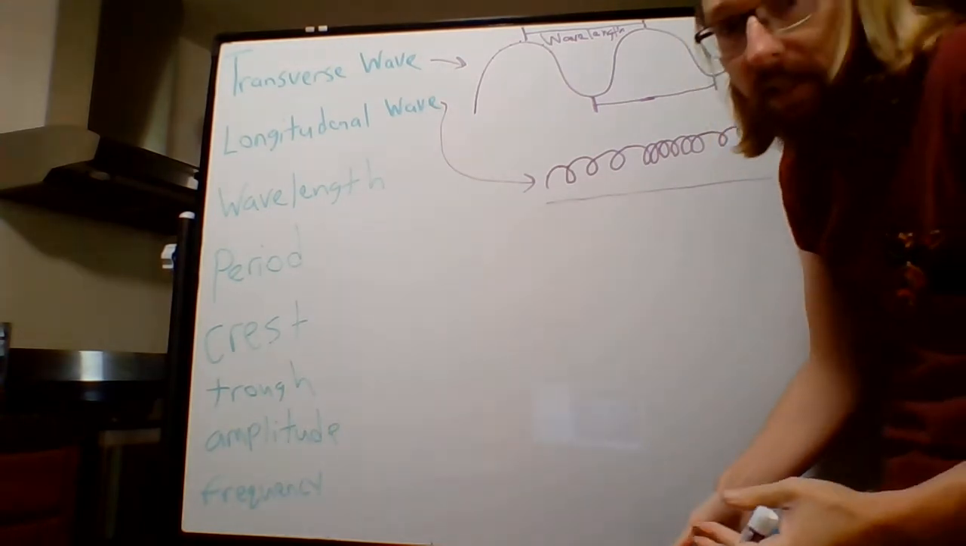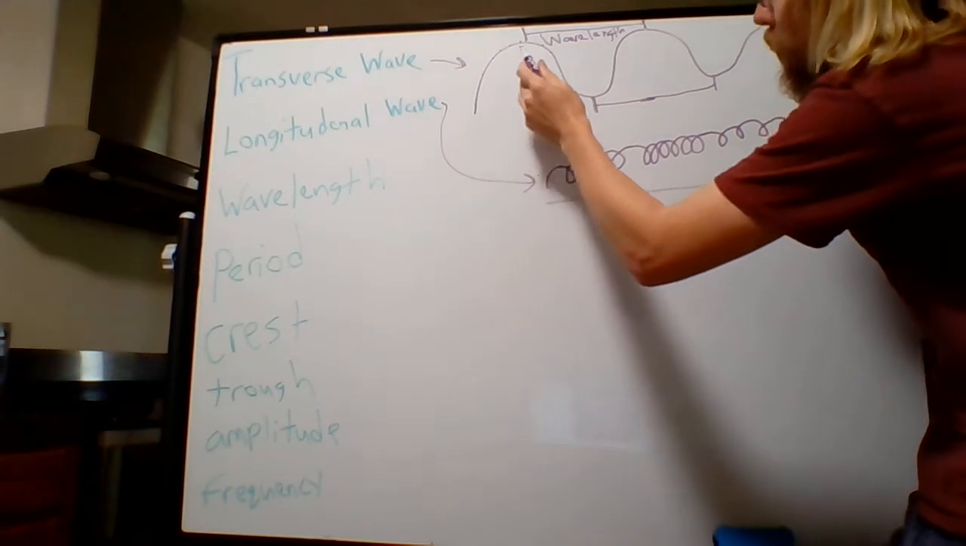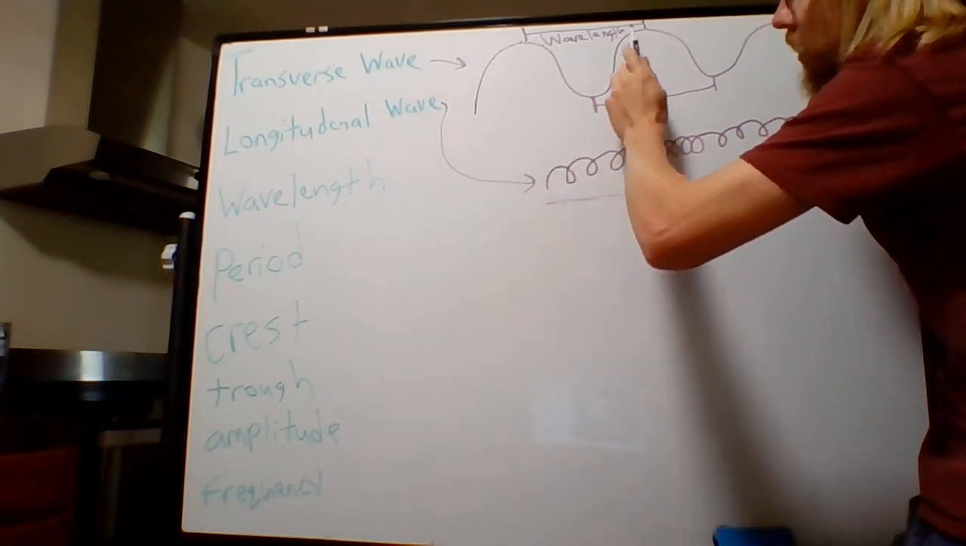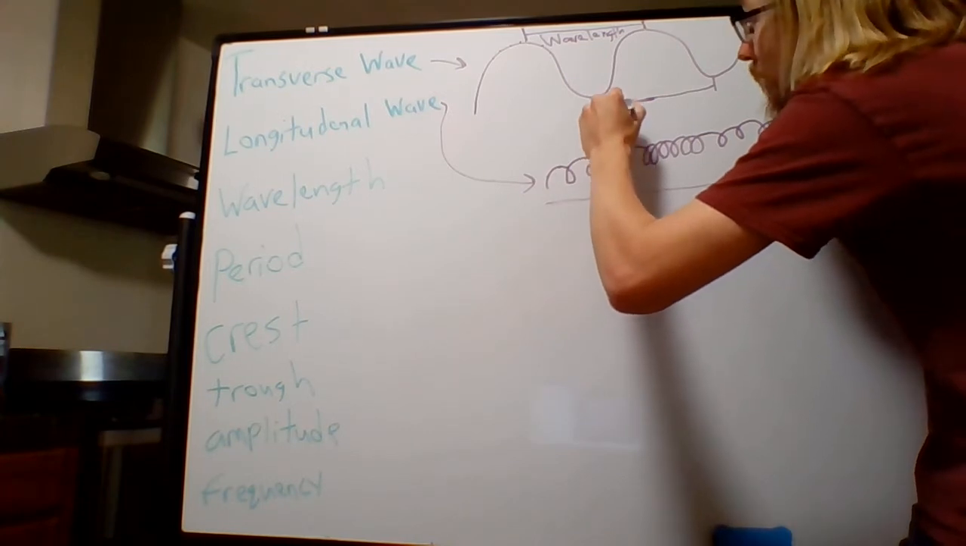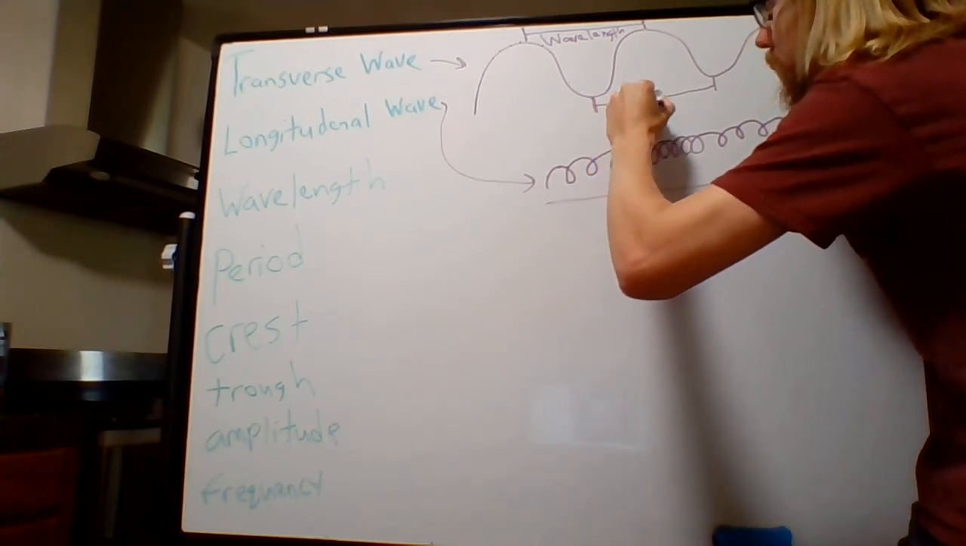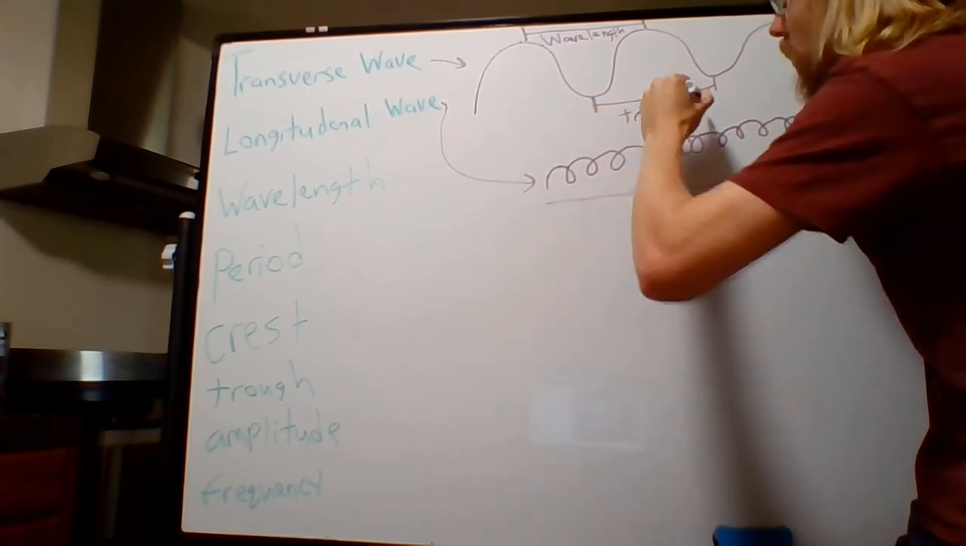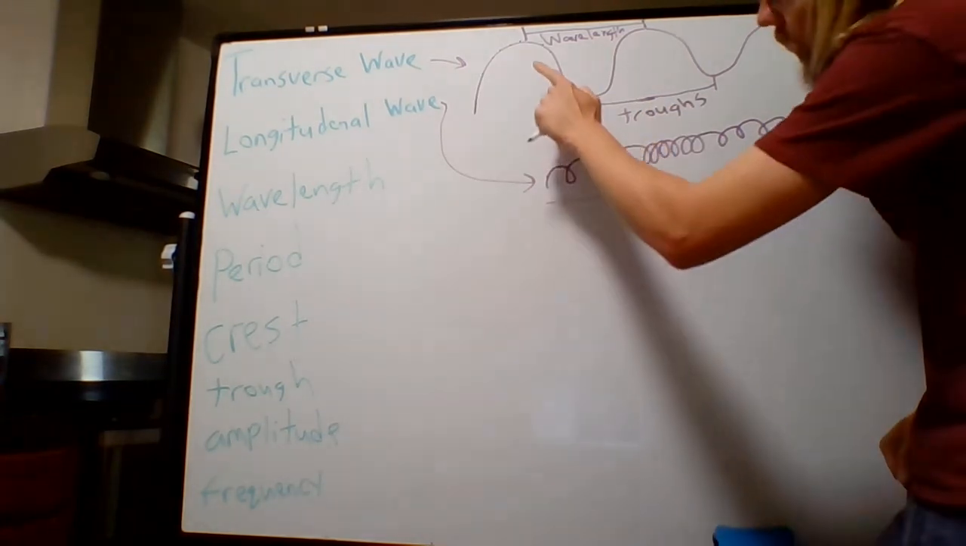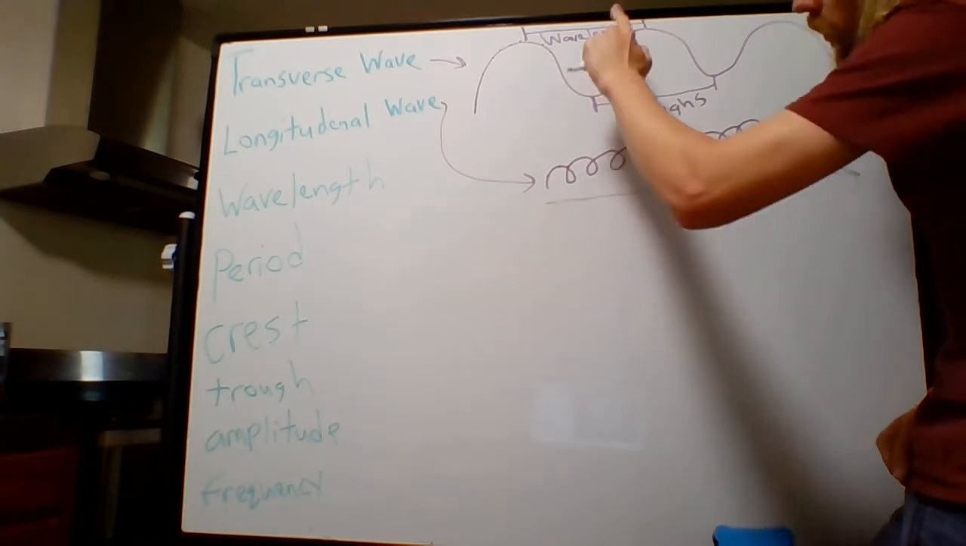All right, that's sort of the easy way of thinking about it. On a transverse wave, it could be the distance between two crests of a wave, or it can be the distance between the two troughs of a wave. Okay? So there's the wavelength on a transverse wave.